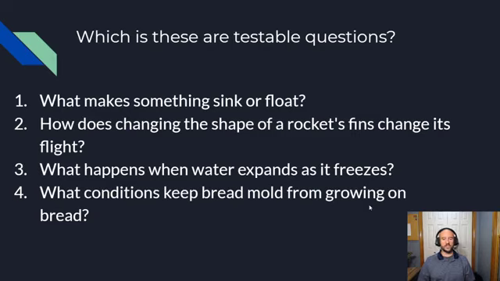Number 2, how does changing the shape of a rocket's fin change its flight? If we make the fin big, what does that do? If we make it narrow, what does that do? If we make it look more rounded, maybe facing it forward, what does that do? So how does changing that shape affect it? Well, are we changing something? Yes, we're changing the fins on the rocket, and we're tracking what that does to the rocket. So in that case, number 2 would be testable.